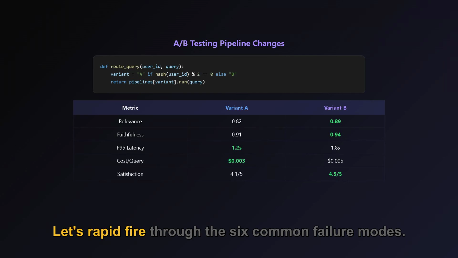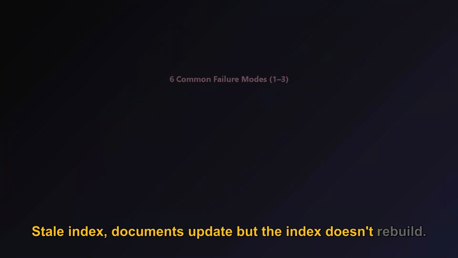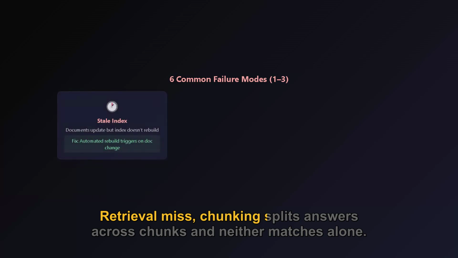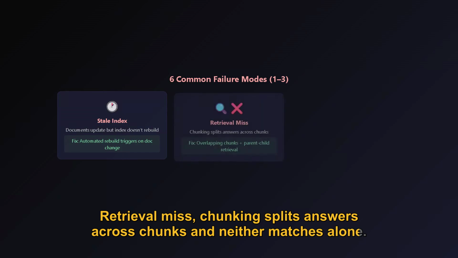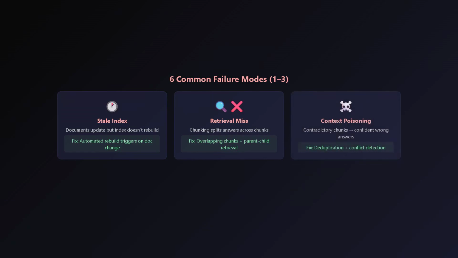Let's rapid fire through the 6 common failure modes. Stale index: documents update but the index doesn't rebuild. Retrieval miss: chunking splits answers across chunks and neither matches alone. Context poisoning: contradictory chunks produce confident wrong answers.